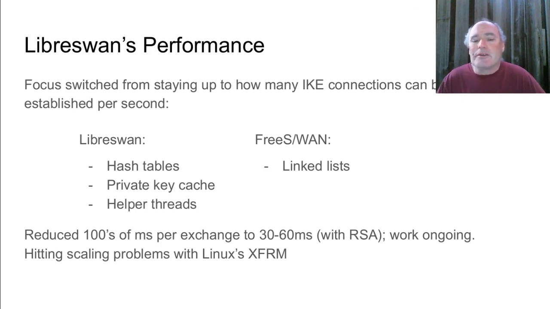Doesn't beat the laws of physics, but hey, 16 cores on a machine, cool, you can get through some things now. So we went from hundreds of milliseconds per exchange down to 30 to 60 milliseconds. That's with RSA. Still a lot of work to go, but we're getting there. More interesting thing for the kernel hackers is we're pushing through so many connections now that we're running into problems with the XFRM code in Linux. It's got linear algorithm problems. You go off, you say, here, add this SA, this child SA, and it wanders off into the weeds for a bit. I'm sure they'll fix that one pretty quick.